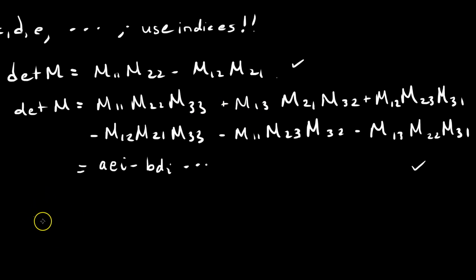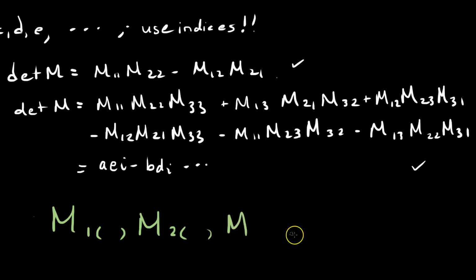Let's stare at this guy real quick. We notice that it looks something like this. We have M1 and then something, times M2 and then something, times M3 and then something. Right? M11, M22, M33. M1 something, M2 something, M3 something, and so on. Okay, you get it, right?